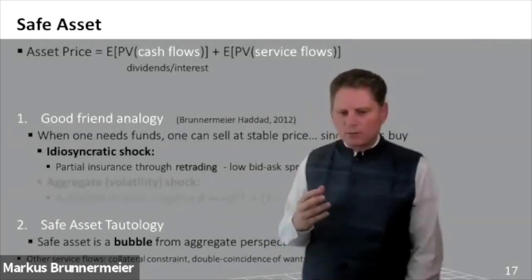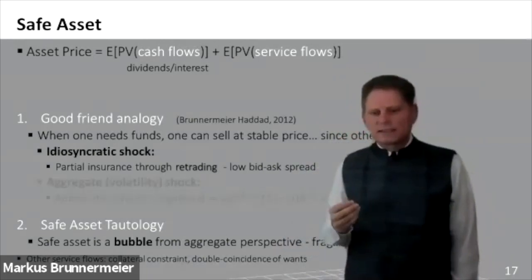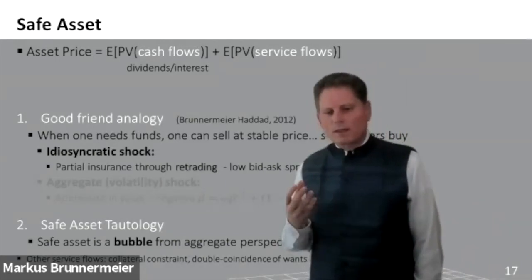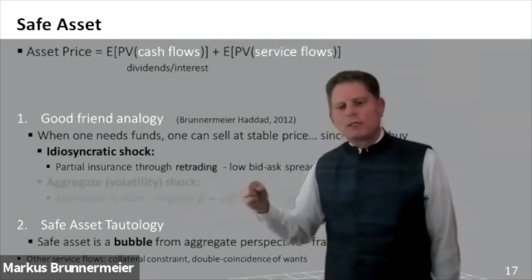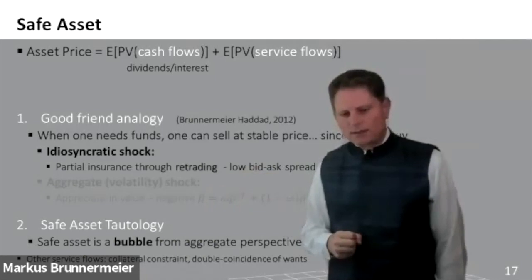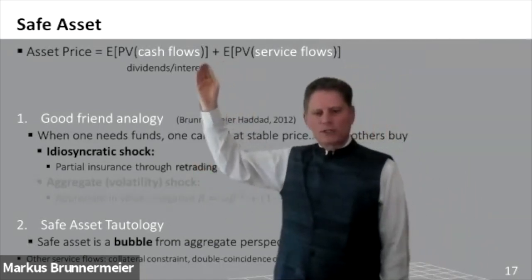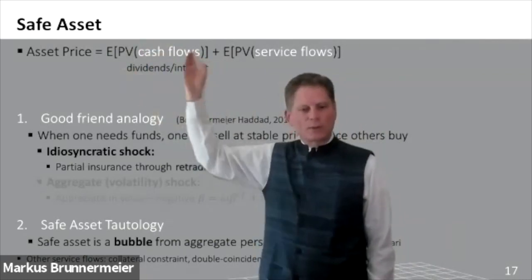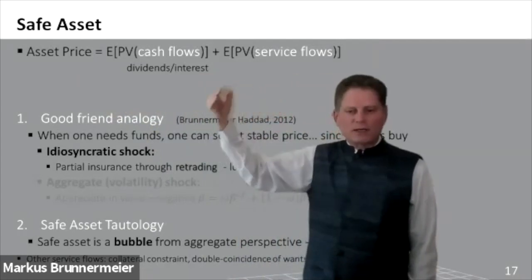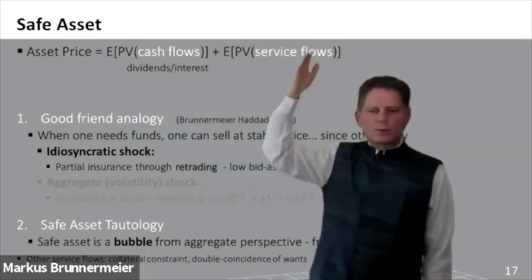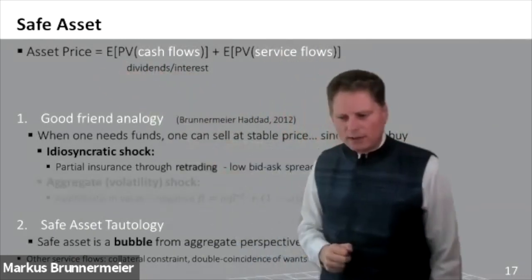It's around for you. And the other thing is, a safe asset is valid in equilibrium, but there's always another equilibrium where it is not valid. So in a sense, the safe asset is a bubble, because if you just price it based on the cash flows, which are always zero, it should have a zero price. But there's a bubble equilibrium where this other component, the service flow, comes in, and then the asset price has a positive value.